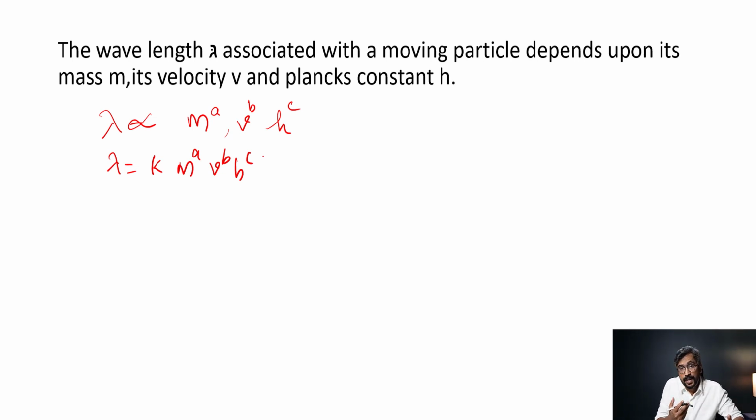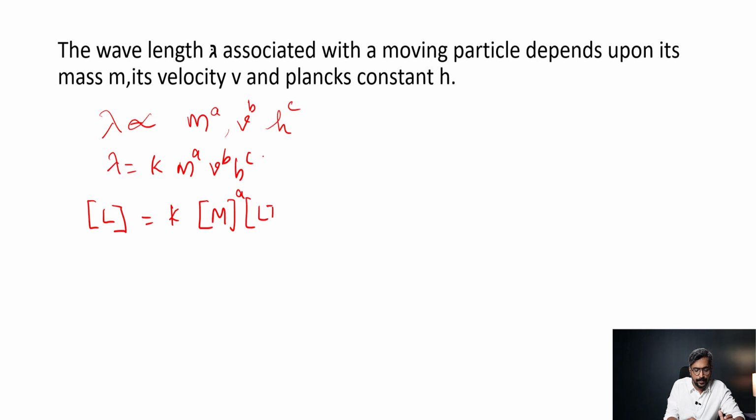So lambda is what? Wavelength. Wavelength is associated with length, so obviously the LHS will be L. Now K, M, mass is equal to M, that is this way. A into velocity is what? L T raised to minus 1 raised to B, and Planck's constant h.